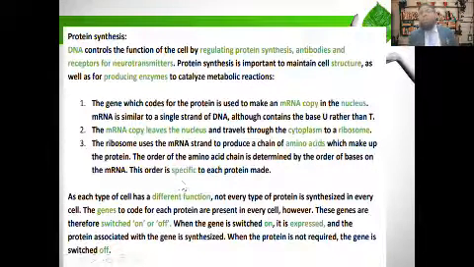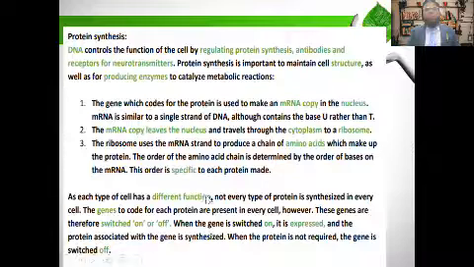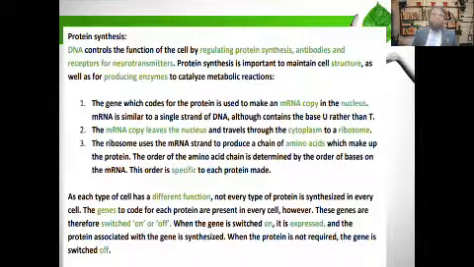This order is specific to a specific protein. As each type of cell has different functions, not every type of protein is synthesized in every cell. The genes that code for each protein are present in every cell. However, these genes are switched on or off. When the gene is switched on, it is expressed. Expressed means it is going to make a specific type of protein, and this protein is going to make a different type of characteristic. The protein associated with the gene is synthesized. When the protein is not required, the gene is switched off. Yes, if some specific type of protein is not required, then the gene is switched off. Switched off means it is not going to perform its job.